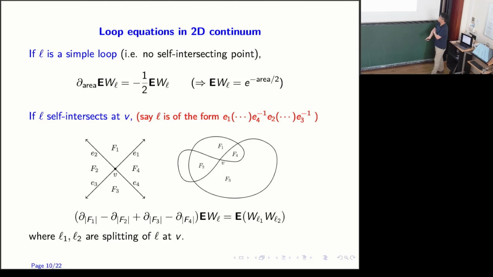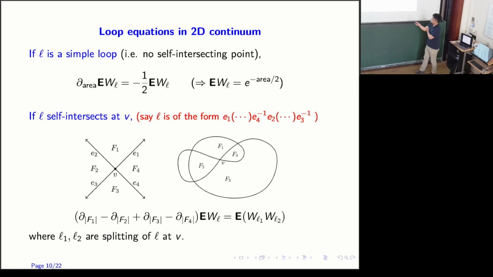Now, what is the equation in the continuum in 2D? The simplest case is that L doesn't have a self-intersection. In this case, it just says that the derivative of the Wilson loop expectation with respect to the area enclosed by this simple loop is given by minus 1/2 times the expectation itself. Okay. In particular, from this equation, you immediately get the expectation equal to e to the minus area over 2. That's consistent with what we get from the reverse integral formula.